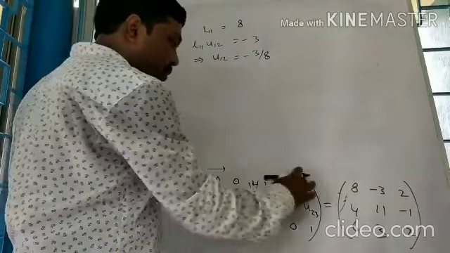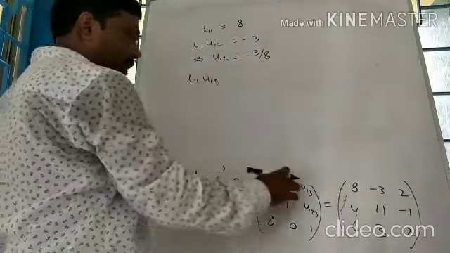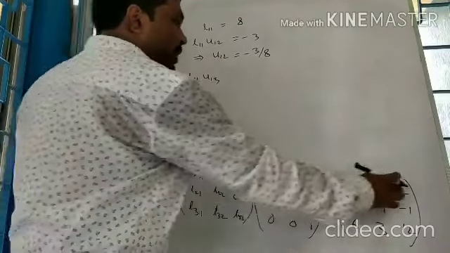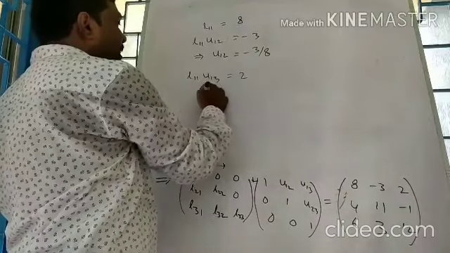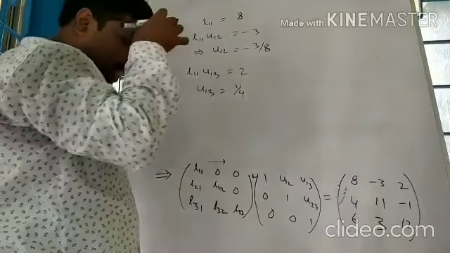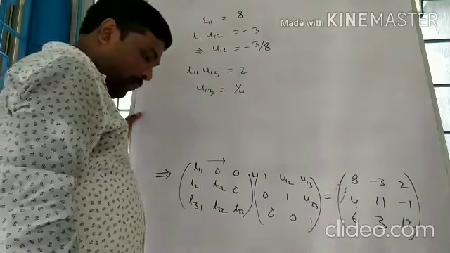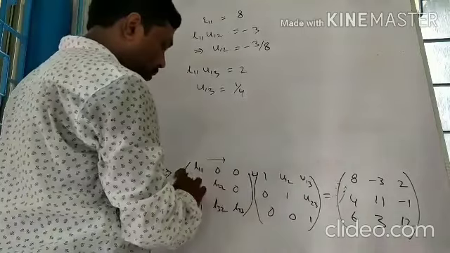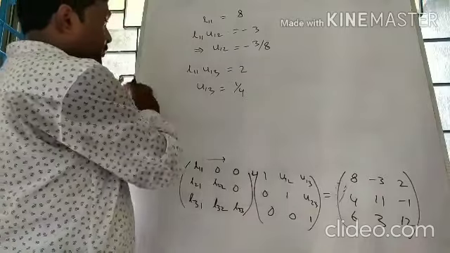Next, first row, third column. So L11 into U13 plus 0 into U23 plus 0 into 1 equals 2. Now, L11 is 8. So U13 is 2 by 8, that is 1 by 4. So U13 is 1 by 4. Sorry, this is first row, first column, first row, second column, first row, third column. Okay, next.